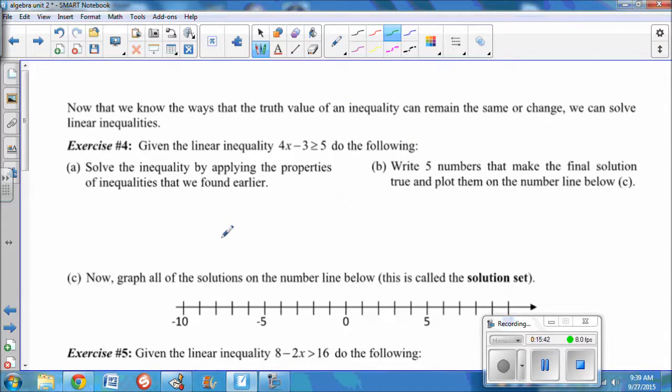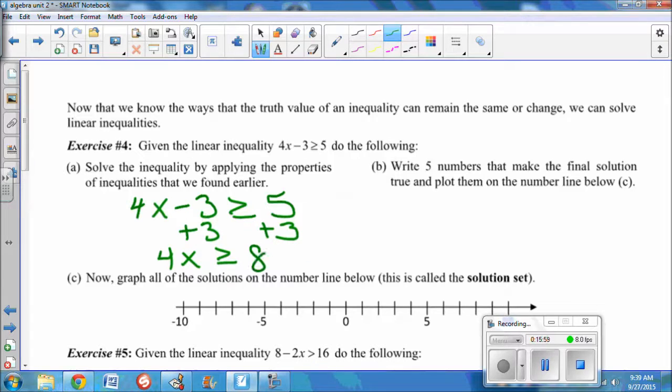And let's play with these a little bit. So I've got, it says, solve this inequality by applying properties of inequalities that we found earlier. So what would we do? We'd add 3 to both sides. We'd get 4x is greater than or equal to 8. We would divide by 4, and we get that. Now it says write 5 numbers that make the final solution true and plot them on the number line below. X has to be greater than or equal to 2.